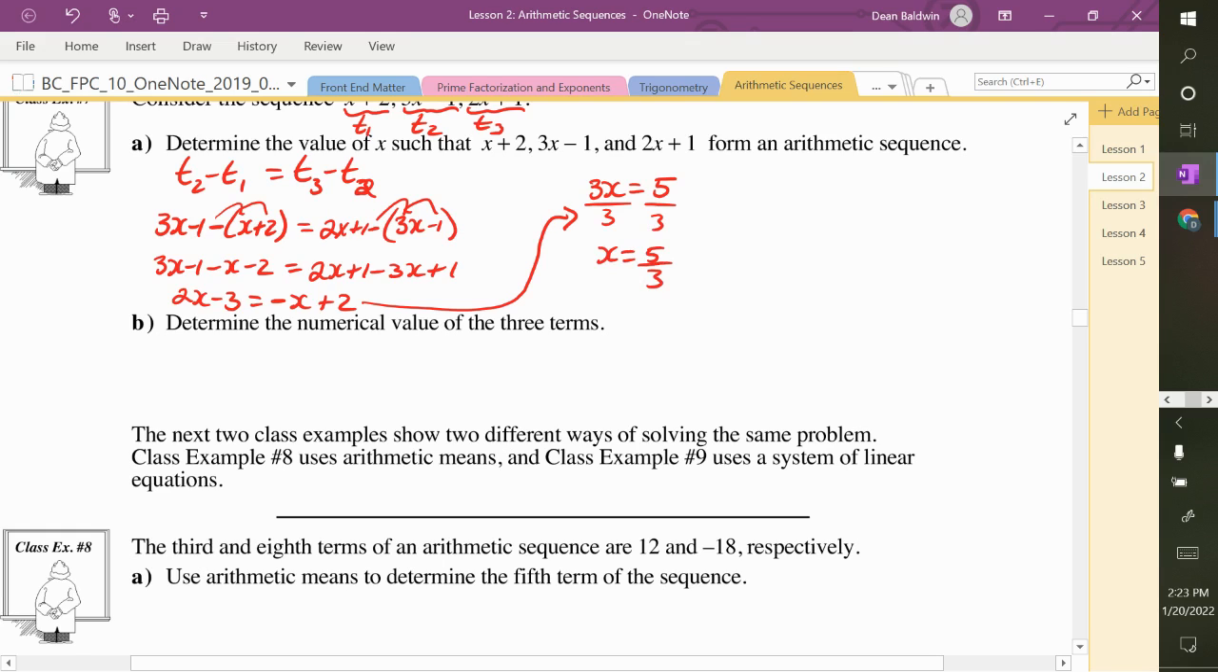We'll do it in decimals. What's that? 1.6, yeah. 1.66, that's it. 1.6 repeating.